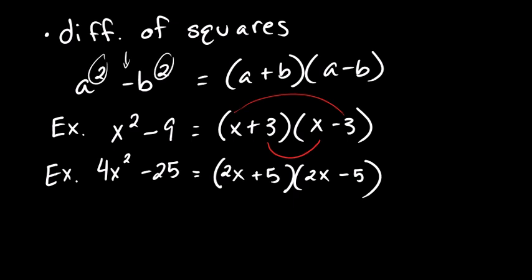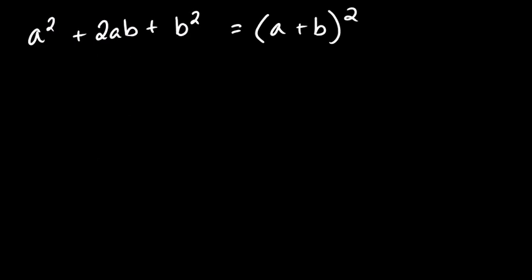Alright, so the next pattern is a perfect square trinomial. And a perfect square trinomial is going to fall into this category where we can factor it into an a plus b times a plus b, or an a plus b squared. It's a little bit different and the formula seems a little ridiculous, but once we start writing out examples, maybe we'll see what I'm talking about.